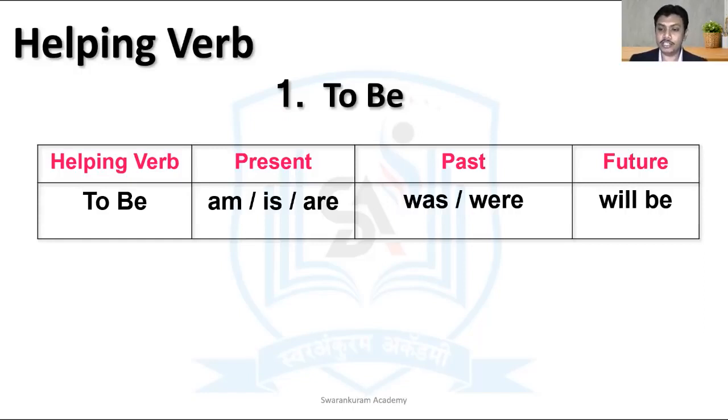And in future, it is will be, right? So to be in present: am, is, are. To be in past: was, were. To be in future: will be. Now here is a quick tip that you need to understand.